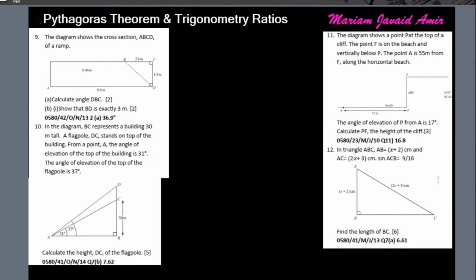Okay, so next up is question 11, which says the diagram shows a point P at the top of a cliff. Alright, so the point F is on the beach and vertically below P, point A is 55 along the horizontal. The angle of elevation from A to P is 17 degrees. So this angle, it'll probably be given to you in the test or in the exam, that this angle is 17 degrees. Alright, angle PAF.